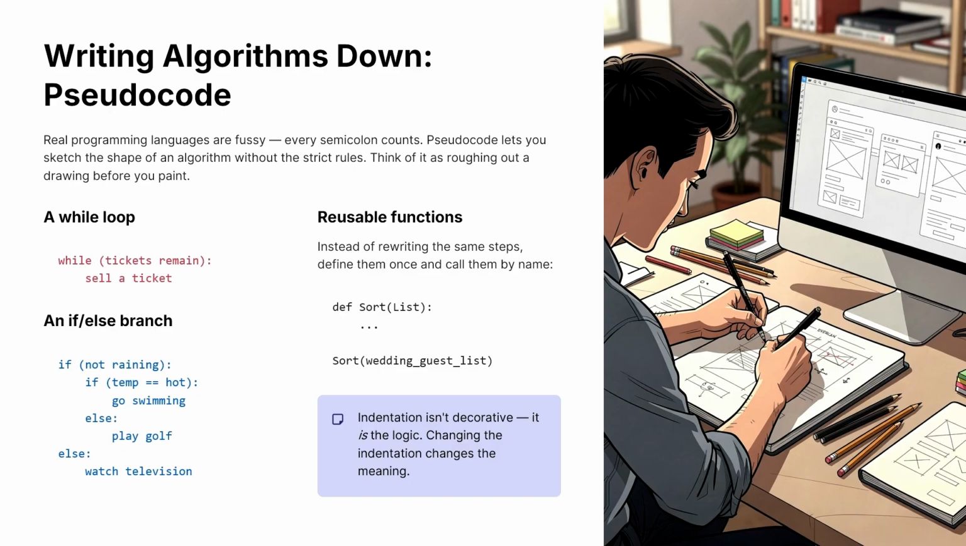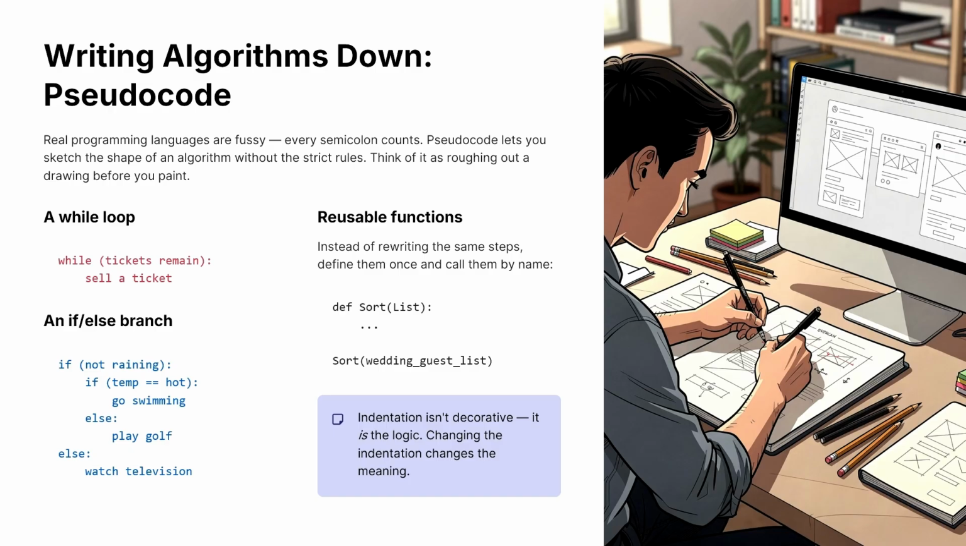Or this. If not raining, if temperature equals hot, go swimming. Else, play golf. Else, watch television. See how the indentation tells you what belongs to what. That's not decorative. The structure of the code is the logic. Mess up the indentation, you've changed the meaning.